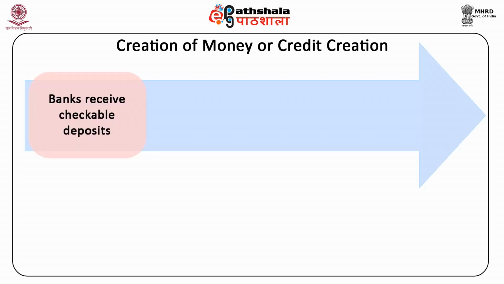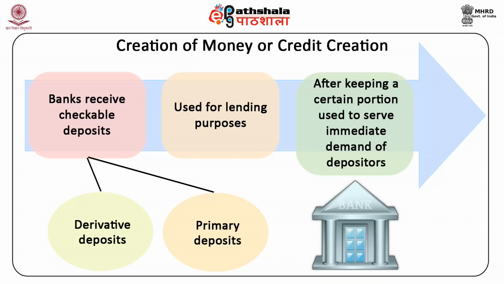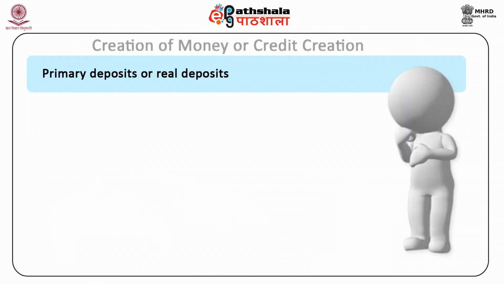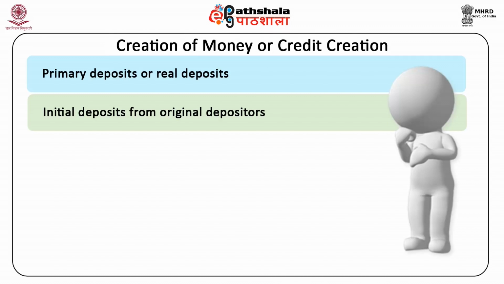The commercial banks receive checkable deposits from the depositors which they can use for lending purposes after keeping an appropriate amount of reserves for meeting distress demand of the depositors or for conducting day-to-day operations. The deposits that banks receive are of two types, primary deposits and derivative deposits. Primary or real deposits are those initial deposits that the banks receive from original depositors.